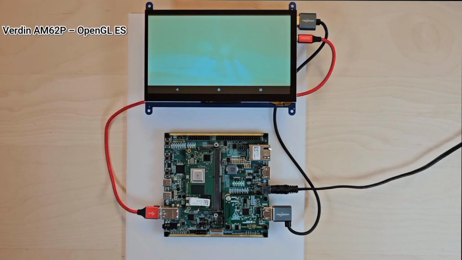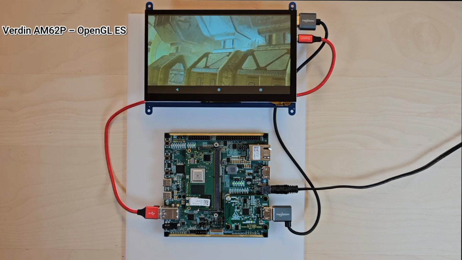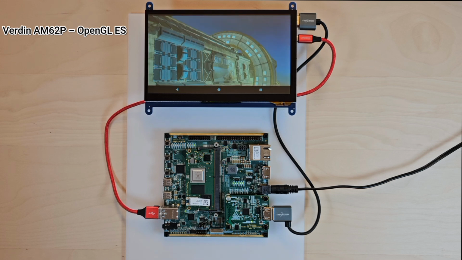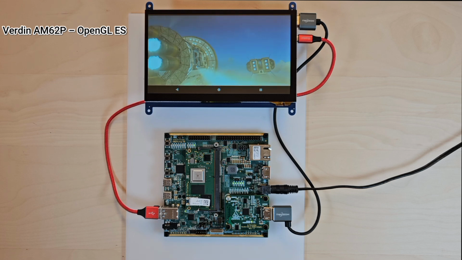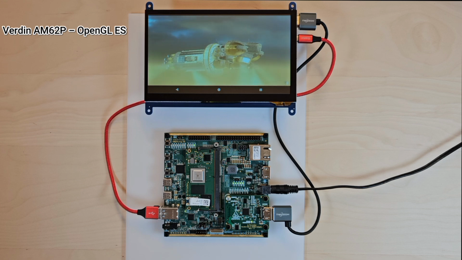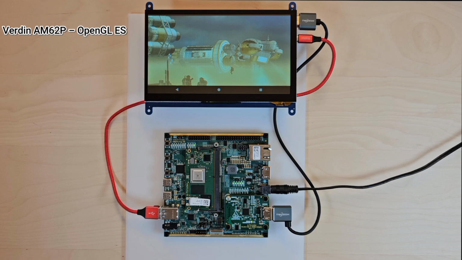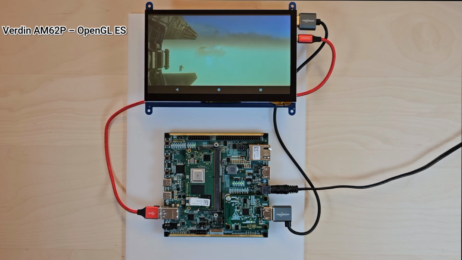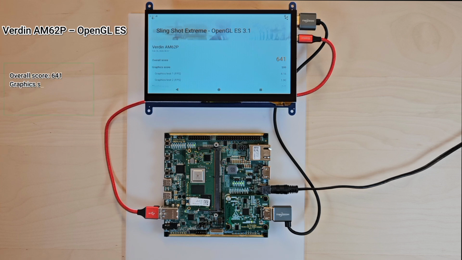We then executed a synthetic GPU stress test designed to evaluate advanced 3D rendering capabilities, including complex shader operations, dynamic lighting, particle effects, and scene complexity. On the Verdin 62 Plus, the workload executed under sustained graphical load. This benchmark is extremely demanding and heavily stresses the GPU. Using the OpenGL graphics API, the platform achieved a final score of 641.